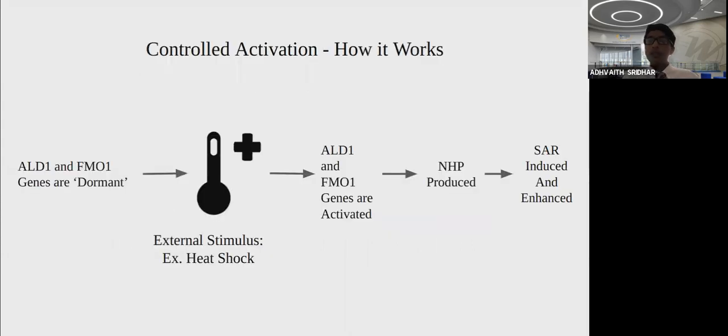So with a little bit more detail, here's how controlled activation works. The edited genes would be inserted into the plant. They would remain dormant, or not expressed, until they were exposed to an external stimulus, and in this case, a heat shock. And then the edited genes would be activated. In this case, NHP would be produced and systemic acquired resistance would be induced in an enhanced version.